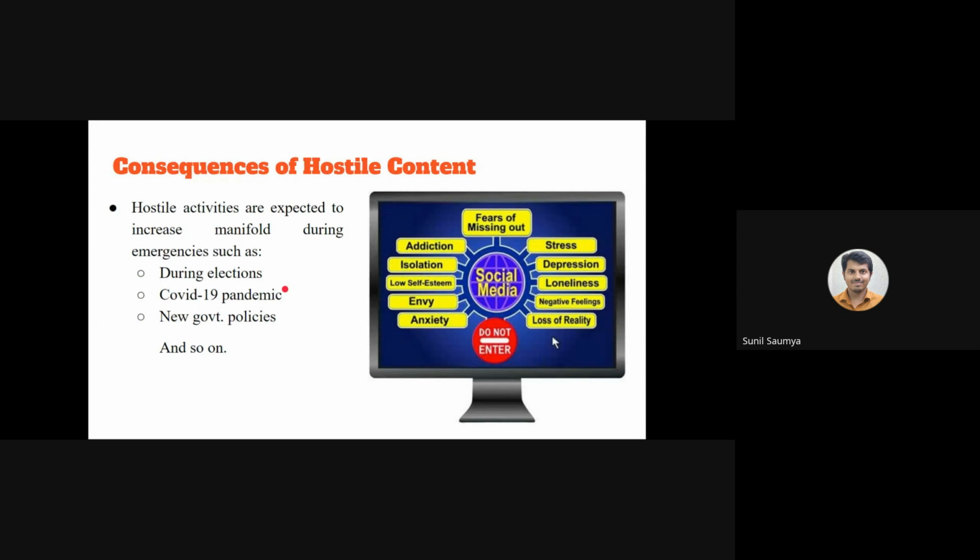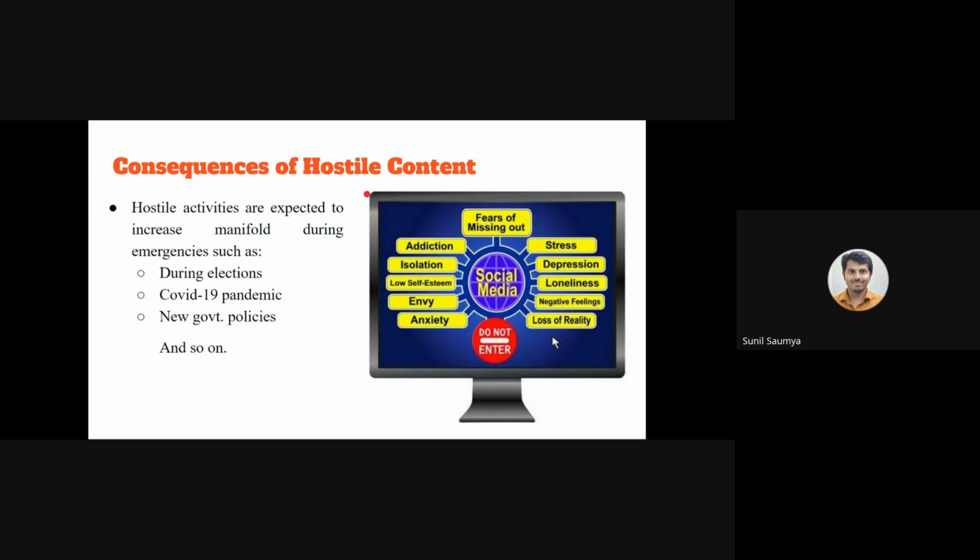Let me talk a little bit about that. These are all the consequences. This hostile content many times leads to fear of missing out on something. It's not only the hostile content that is responsible, but in general also, you feel that if you are not using social media for some time, then we are missing out on something, or we feel stress sometimes due to the hostile content we see on social media.